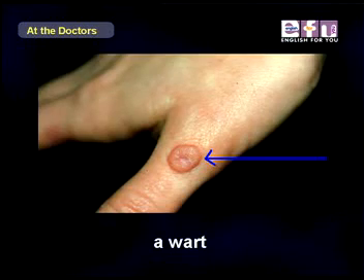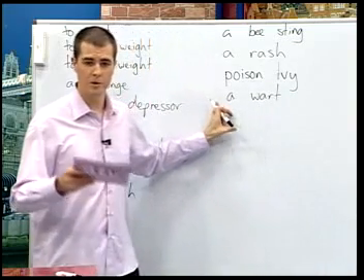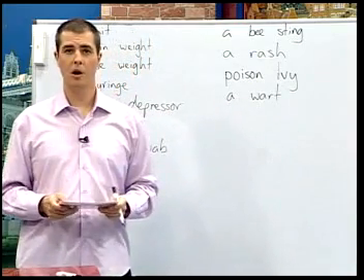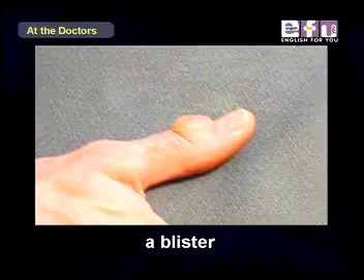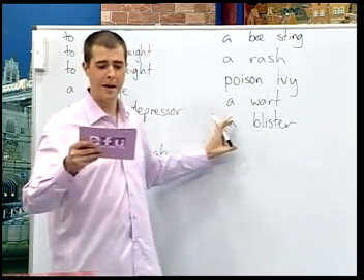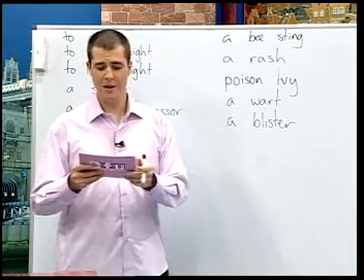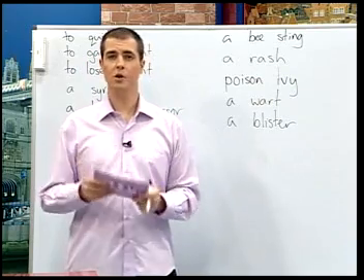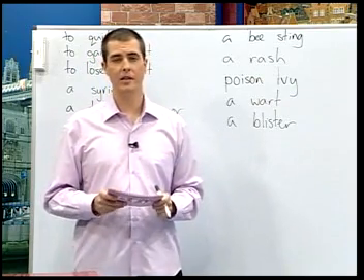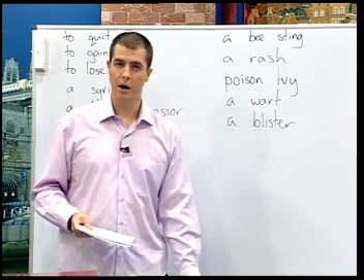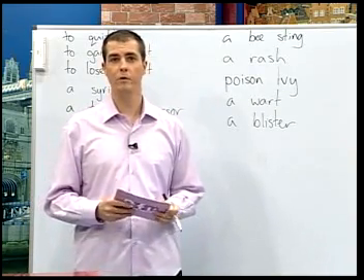A wart is a small, hard, raised piece on a person's skin. A blister is a swelling on a person's skin containing clear liquid. It's caused by a burn or by continuous rubbing. Many people get blisters on their feet after they are walking for a long time.